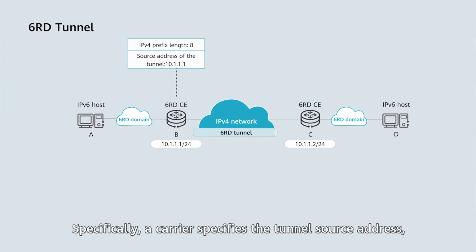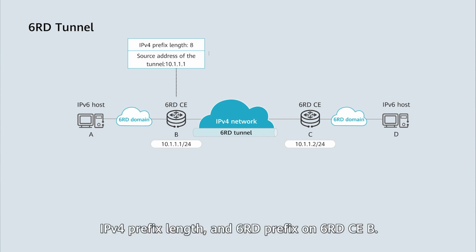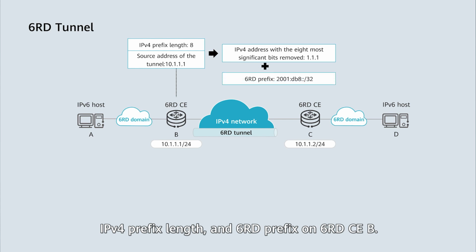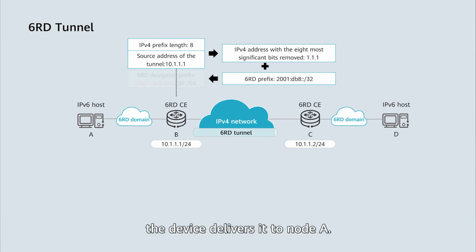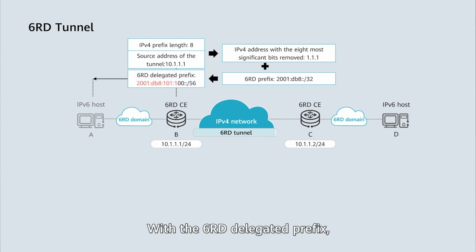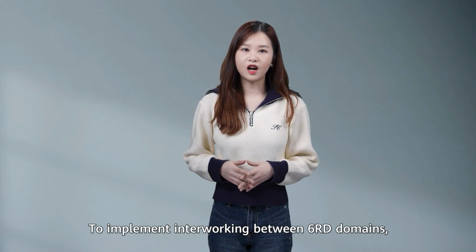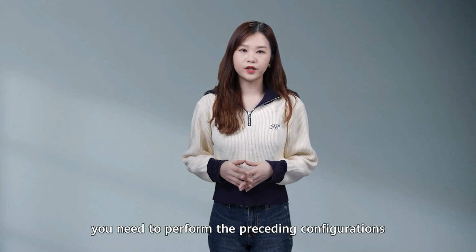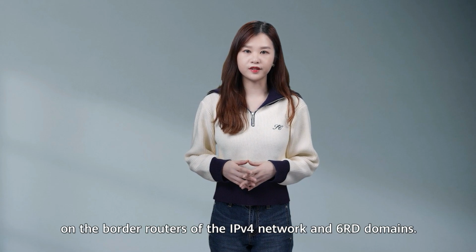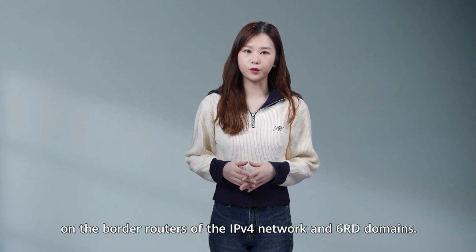Specifically, the carrier specifies the tunnel source address, IPv4 prefix length, and 6RD prefix on 6RD CE B. After calculating the 6RD delegated prefix, the device delivers it to node A. With the 6RD delegated prefix, you can configure a 6RD tunnel and the address of the interface connecting 6RD CE B to the 6RD domain. To implement interworking between 6RD domains, you need to perform the preceding configurations on the border routers of the IPv4 network and the 6RD domains.